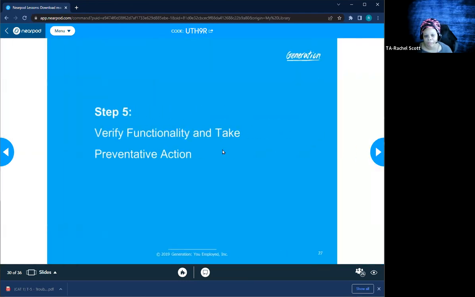Step 5, verify functionality, take preventive action. And how do you think, what is an example of verifying functionality?